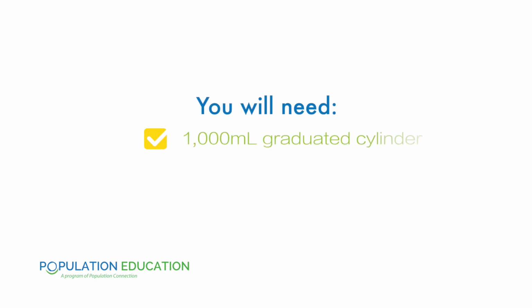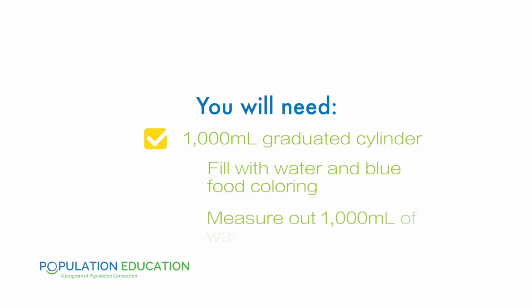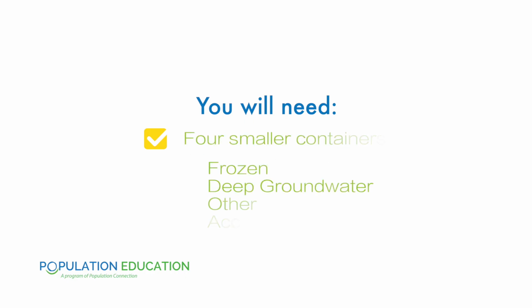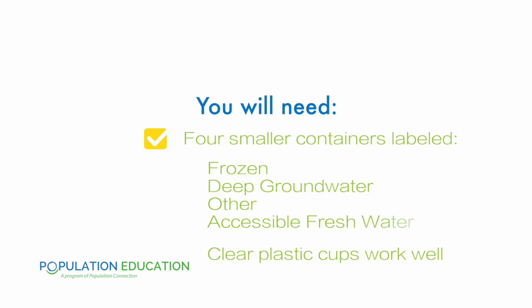To set up part 1, you'll need the following materials: a 1,000 milliliter graduated cylinder. You're going to want to fill it with water and a couple of drops of blue food coloring. You may also want to measure out the 1,000 milliliters of water and pour it into a pitcher to start. 1 large clear container labeled as oceans. 4 smaller containers labeled frozen, deep groundwater, other, and accessible freshwater. Clear plastic cups work well for this.